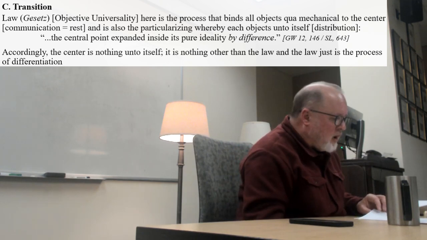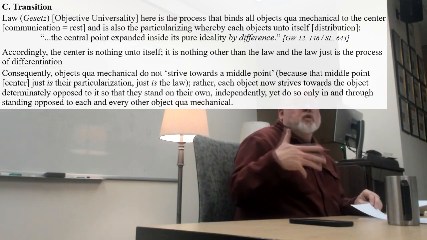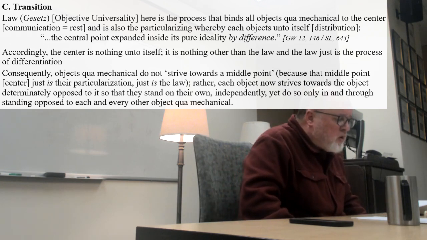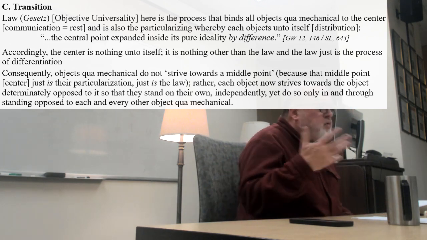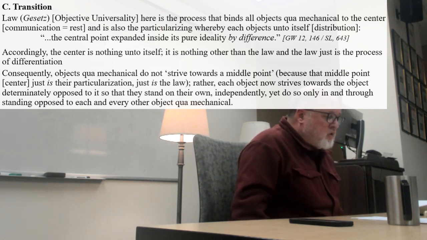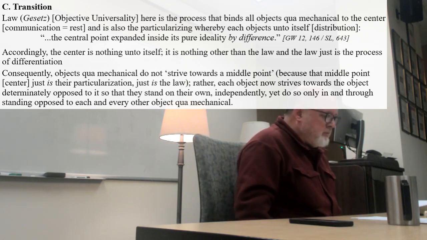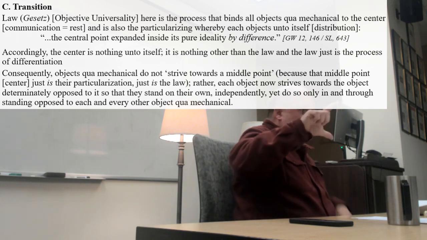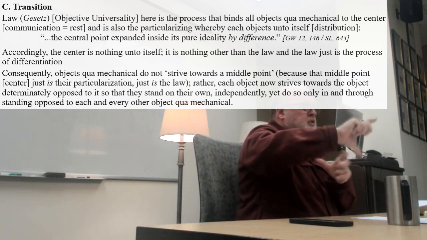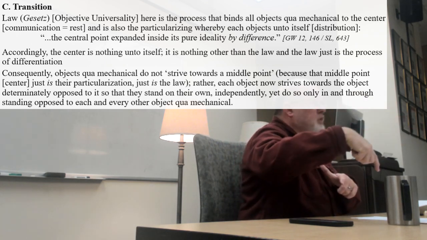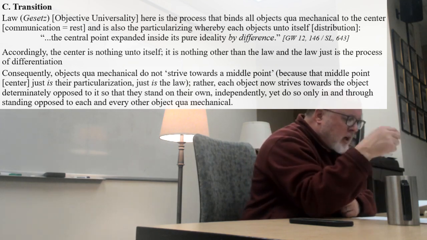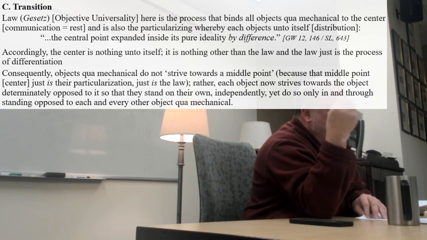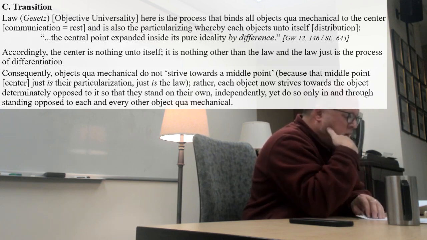It is nothing other than the law, and the law just is the process of communication and distribution, the law of differentiation. Consequently, objects qua mechanical do not strive towards a middle point. They don't strive towards a middle point because that middle point, the center, just is their particularization, just is the law. Rather, each object now strives towards the object determinately opposed to it. So it's now defining itself over against something else. Here, the extrinsic determinations are becoming intrinsic determinations. Each object now strives towards the object determinately opposed to it. Doesn't strive towards the middle, strives against and becomes tensed with, opposed to the object that stands next to them.